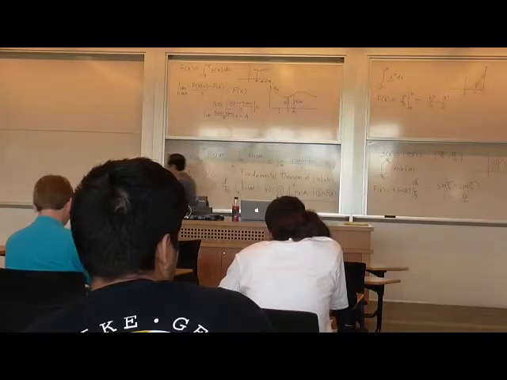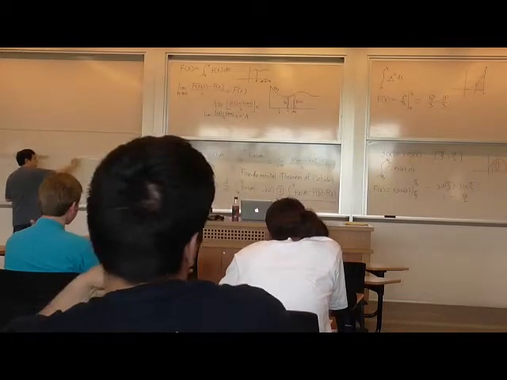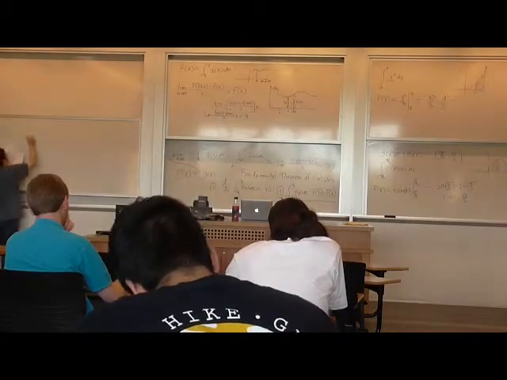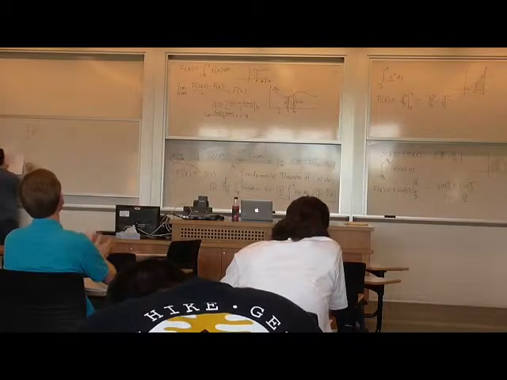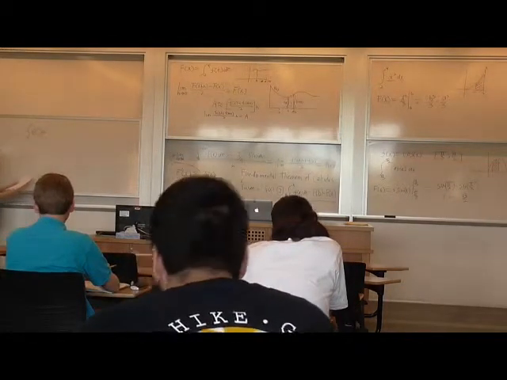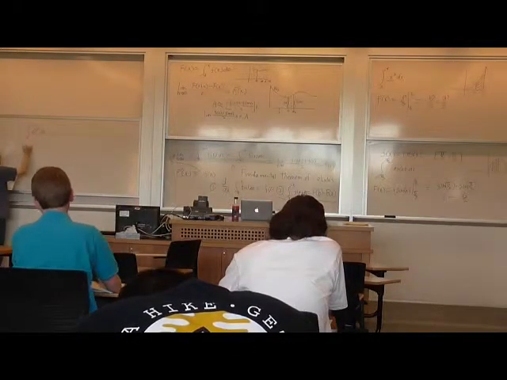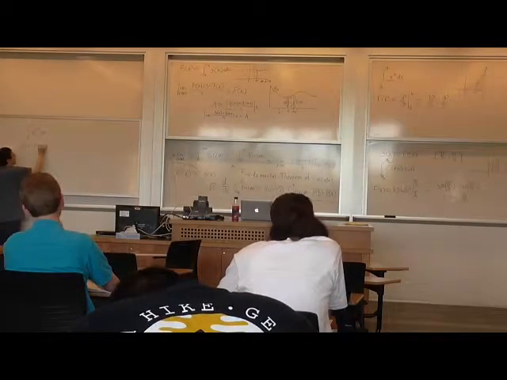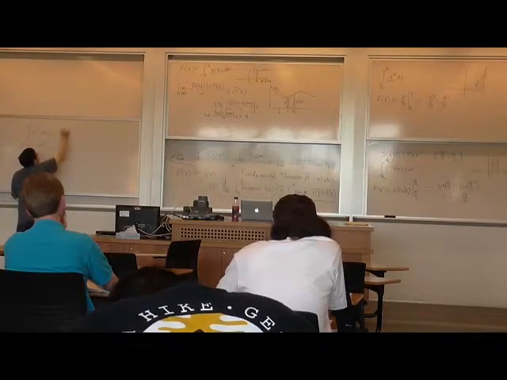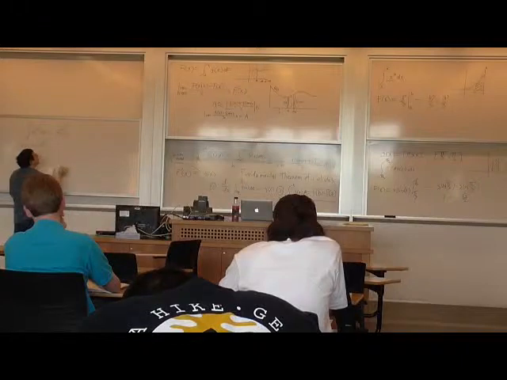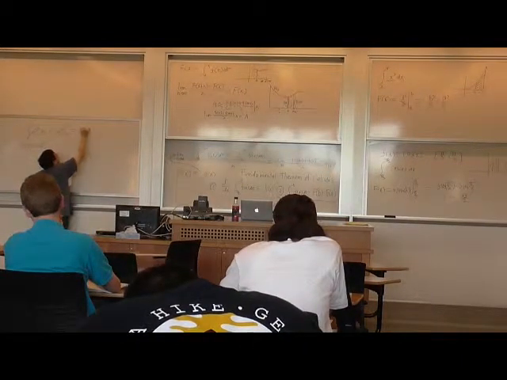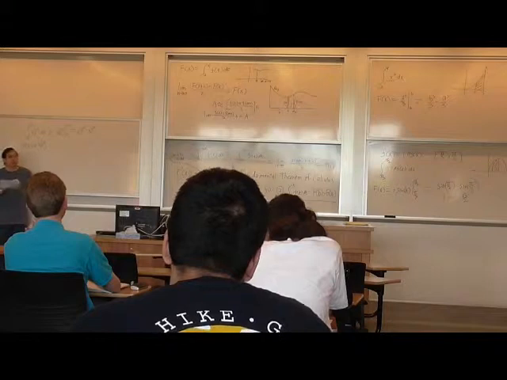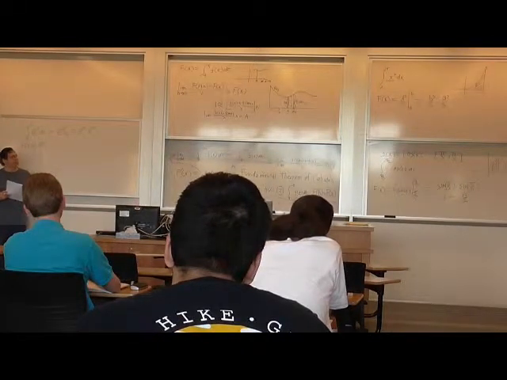Let's do one more. Let's say we want to find the integral from 0 to 2 of e to the x. So what is the antiderivative of e to the x? Just e to the x. So this is just e to the x evaluated between 0 and 2. It's just e squared minus e to the 0. E to the 0 is 1. Okay.